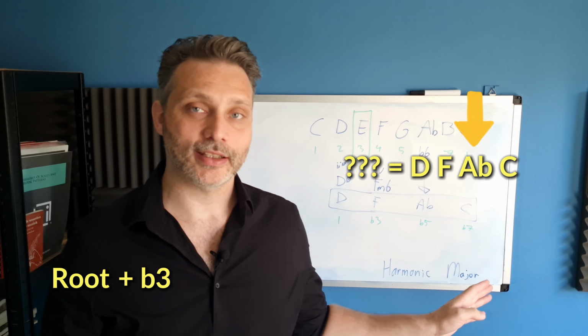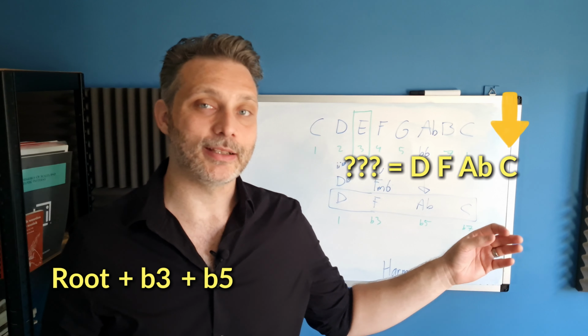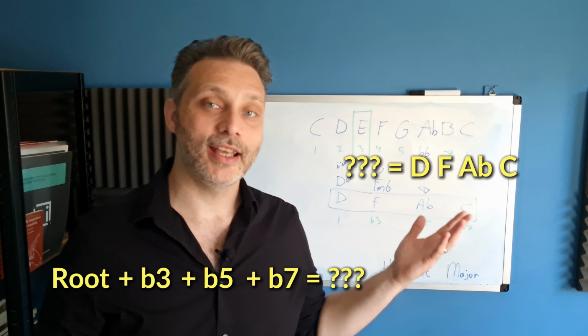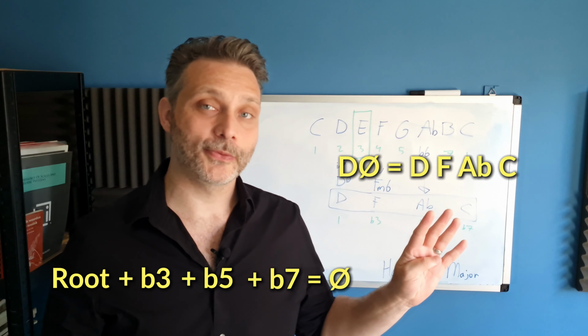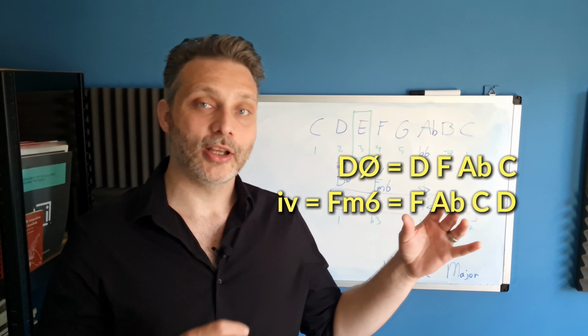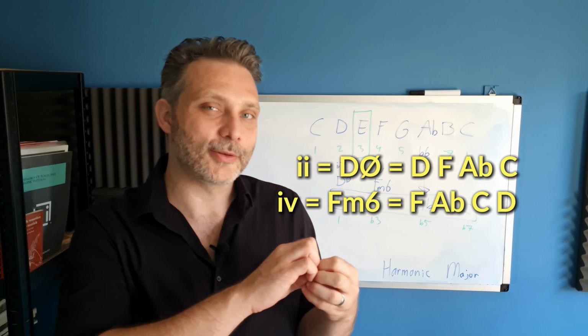Pause the video, calculate it for yourself, I'll be revealing the answer right now. If D is the root, F is the minor third, A flat is the diminished fifth, and C is the minor seventh, creating D half diminished. The minor 4 and the 2 half diminished chords both look alike. They're pretty similar and they both fit perfectly with the Moll-Dur sound, and they're both used in Christmas songs, for example.